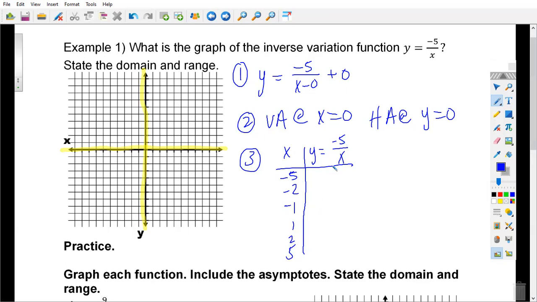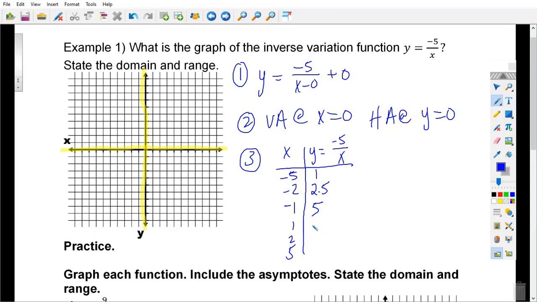So -5 divided by -5 is 1. -5 divided by -2 is 2.5. -5 divided by -1 is 5. Because this is an odd function, for the x values and their opposites, these are going to be also opposites. Does that make sense? And if not, just do the math.